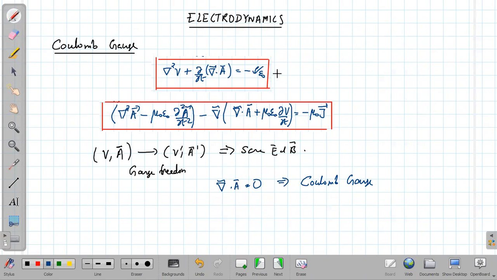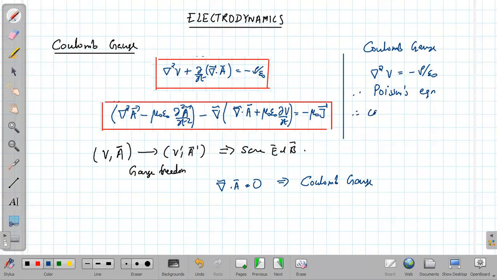If its divergence is 0, then what will happen to the first equation? If del dot A equals 0, then in Coulomb gauge, what we'll get is del square V equals minus rho by epsilon. That means we get back the original equation called Poisson's equation in electrodynamics. So if you set del dot A equal to 0, we get Poisson's equation. The computation of the scalar potential becomes very easy now in Coulomb gauge. This is nothing but Poisson's equation.